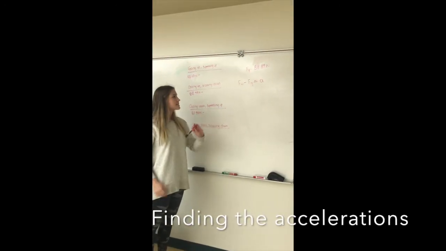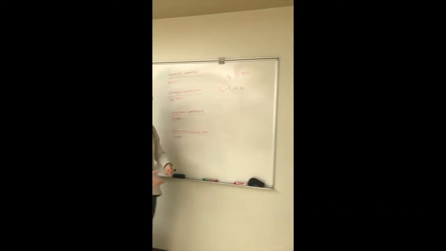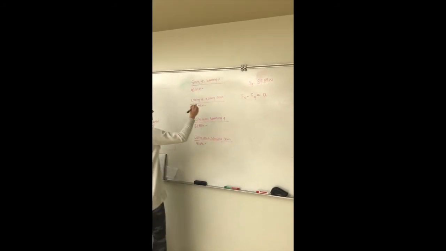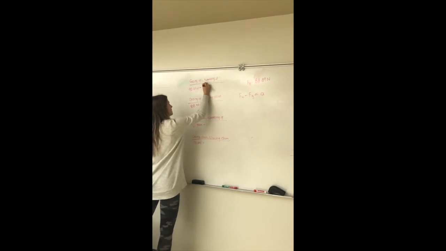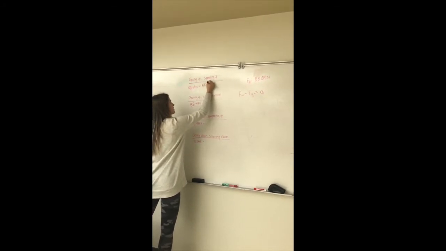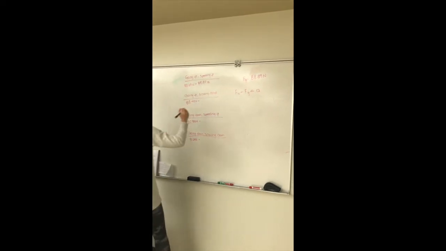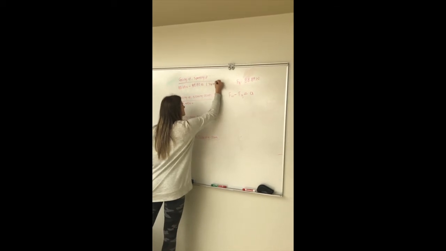Okay, so the equation we're using for this one is force of normal minus force of gravity equals the acceleration. So we have the force of normals all written up here, minus the constant force of gravity, which is 88.89 for all of them. So for the first one, the acceleration is 1.76 meters per second squared.